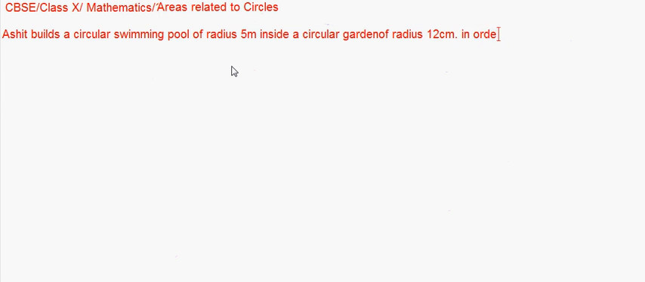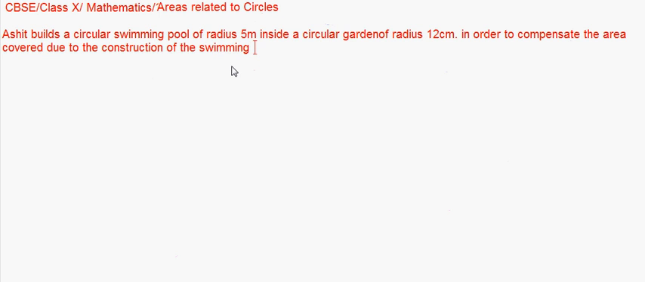In order to compensate the area covered due to the construction of the swimming pool, he extends the radius by r meter, keeping the garden still circular. Find the r.